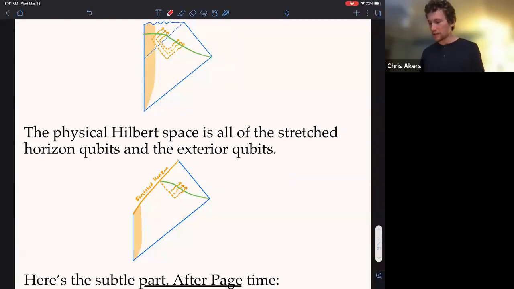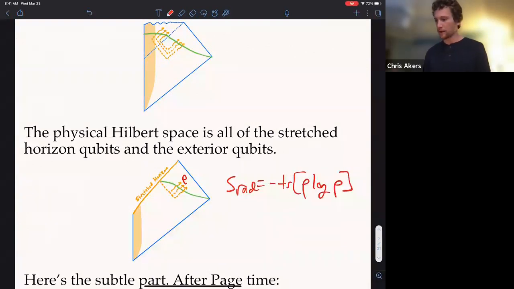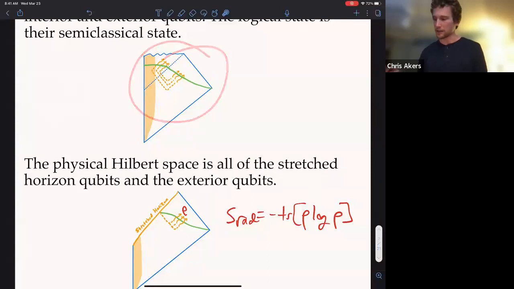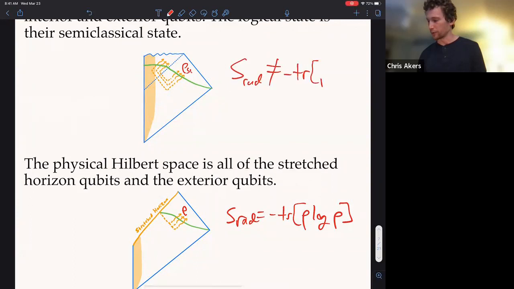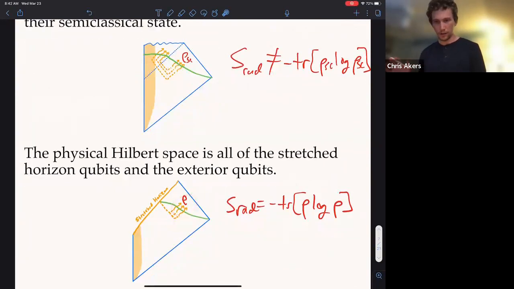Yeah, good. So in this here, the radiation would have a state rho, and then the von Neumann entropy of the radiation would be correctly computed at all times by minus trace of rho log rho. Up here, that would not be the case. There's some other state, rho semi-classical, and S rad would not, in general, after the Page time, be equal to minus trace of rho semi-classical log rho semi-classical. Right, because this would give you the thermal answer at all times, which is not the answer that we believe. But down here, it is.